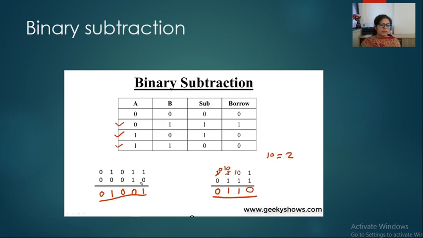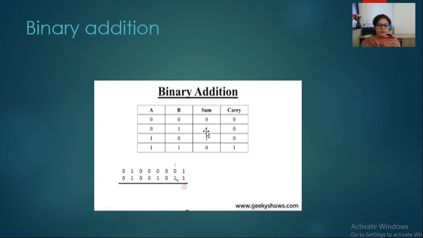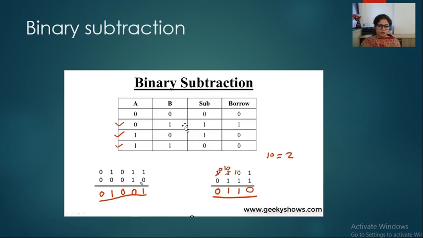As in the addition, we generated sum and carry. In case of subtraction, we have to generate difference and borrow. So if one of the inputs is 0 as well as the second input is 0, 0 minus 0, you will get the answer as 0. 0 minus 0 is 0 and the borrow is also 0.